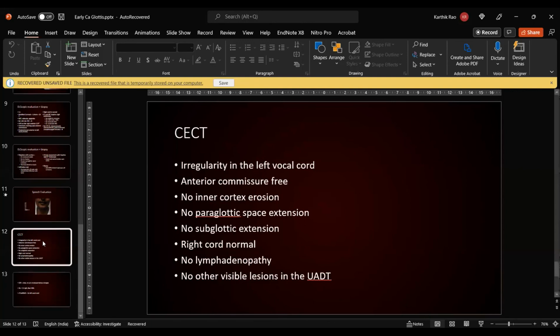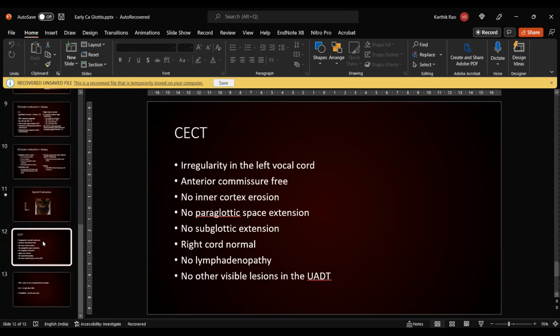Contraindications? Ma'am, contraindications would be if the patient is old and the patient's performance status is not good, or the patient has comorbidities and cannot tolerate the mild aspiration which can be present immediately post-surgically. Also, with tumors extending to the contralateral cord, I wouldn't prefer doing a vertical partial. And also definitely subglottic invasion.